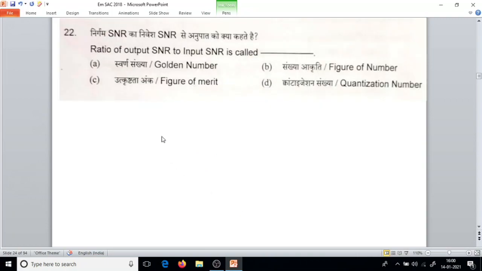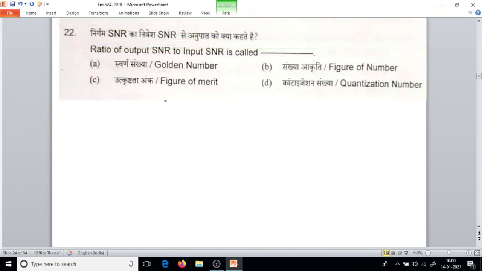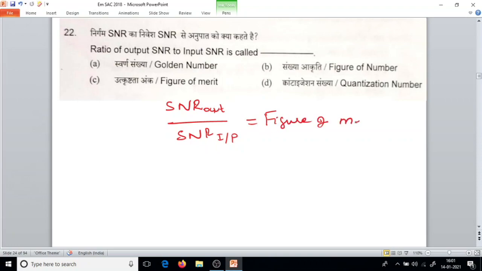Question number 22. The ratio of output signal to noise ratio divided by signal to noise ratio input is known as the figure of merit. The answer is option C, figure of merit.